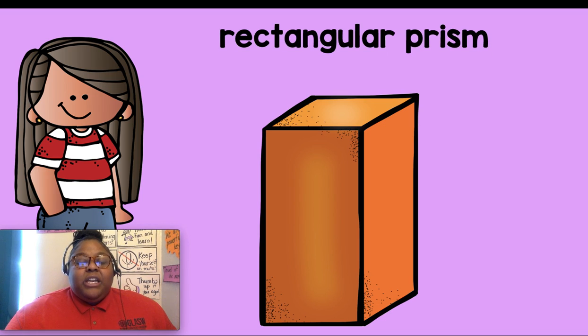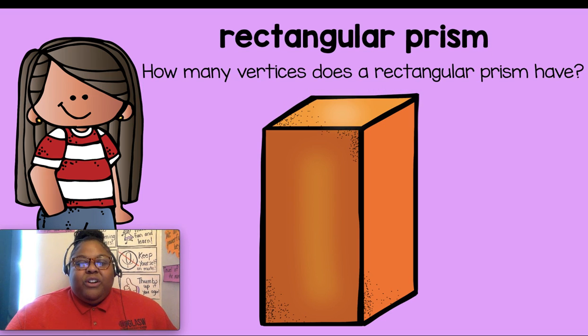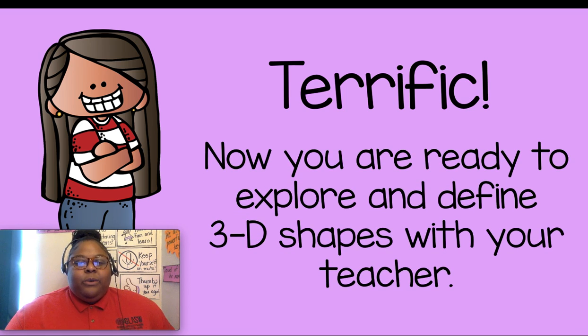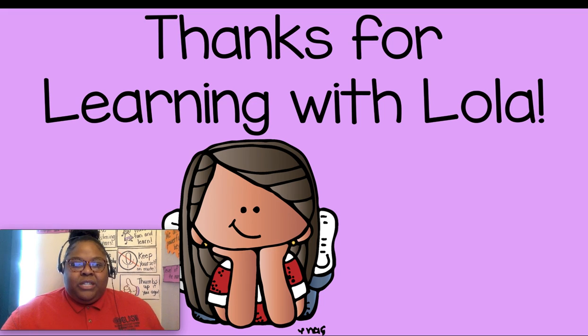Last one. How about our rectangular prism? How many vertices does a rectangular prism have? It has 8. 8 vertices. Terrific. Now you are ready to explore and define 3D shapes with your teacher.